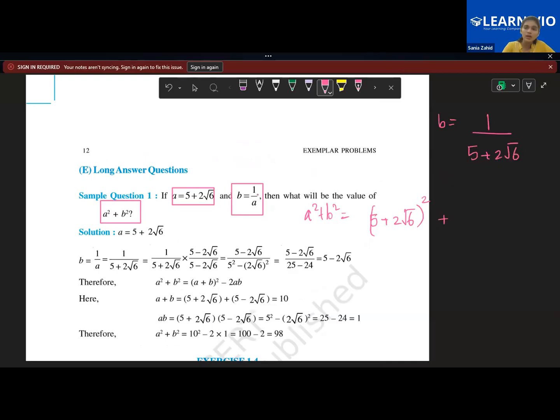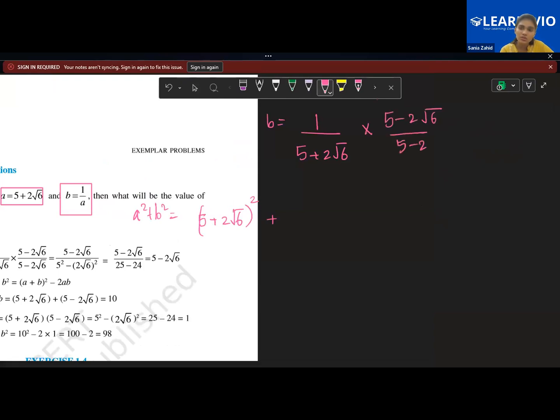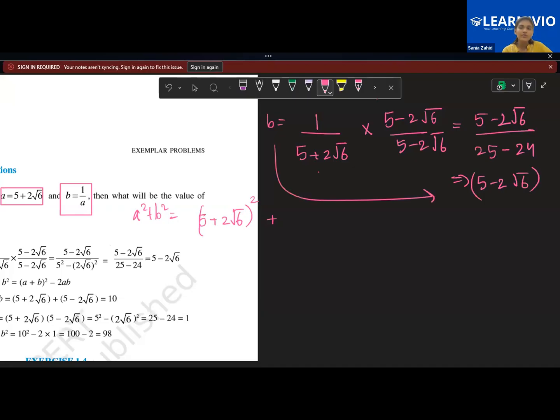And now we all know that whenever you have an irrational denominator, you always try to make it rational. So multiply with 5 minus 2 root 6 divided by 5 minus 2 root 6. So this becomes 5 minus 2 root 6 divided by (a plus b)(a minus b), so this becomes a square minus b square. So the answer is 5 minus 2 root 6.